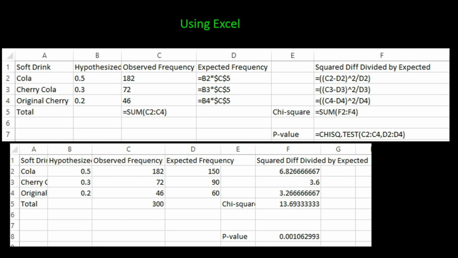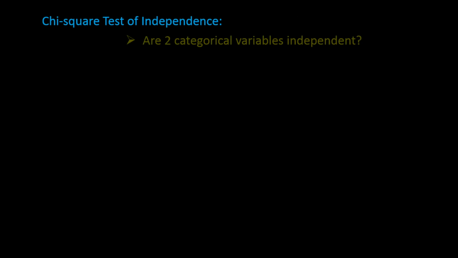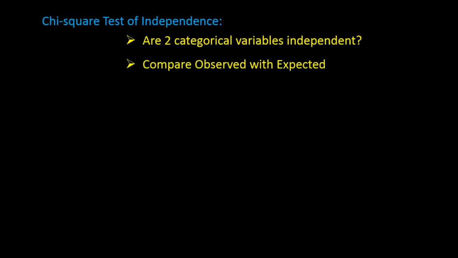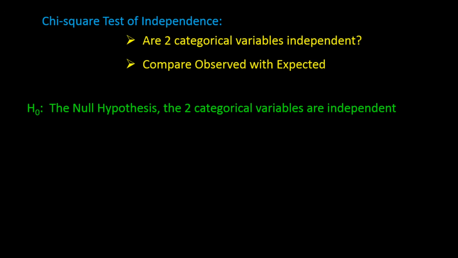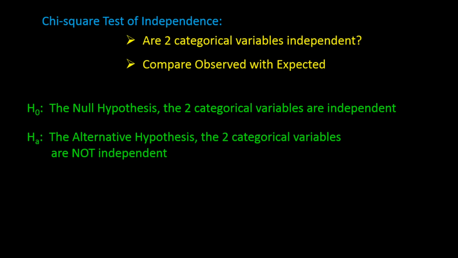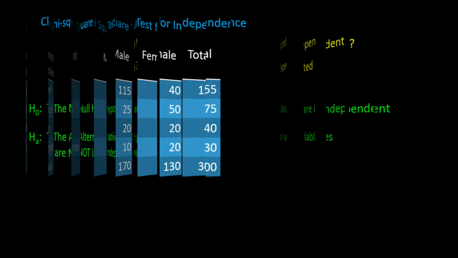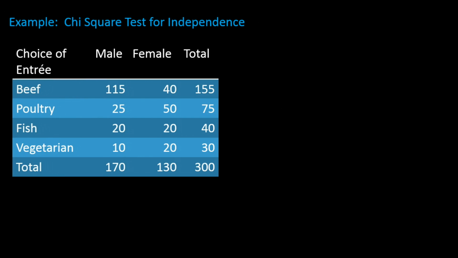The chi-square test statistic can also be used as a test of independence when we want to see if two categorical variables are independent. As we did before with goodness of fit, to test for independence, we will again compare observed frequencies with expected frequencies. To test for independence, the null hypothesis, H0, is that two categorical variables are independent, and HA, the alternative hypothesis, is that the two categorical variables are not independent. To better understand this, let's take a look at an example.